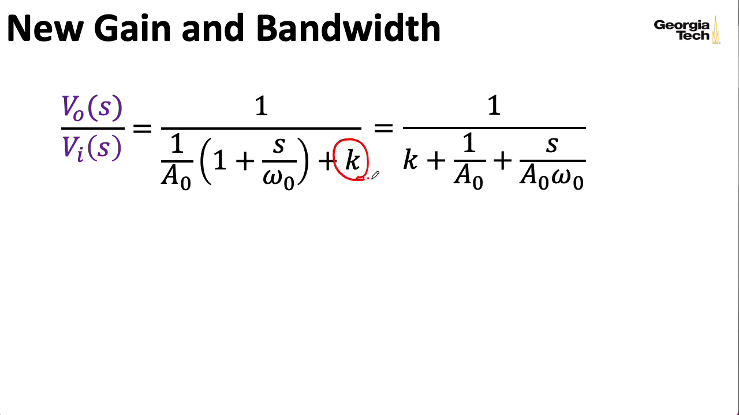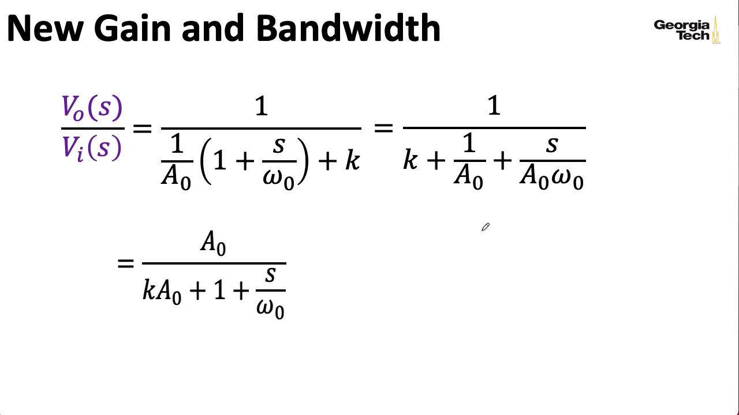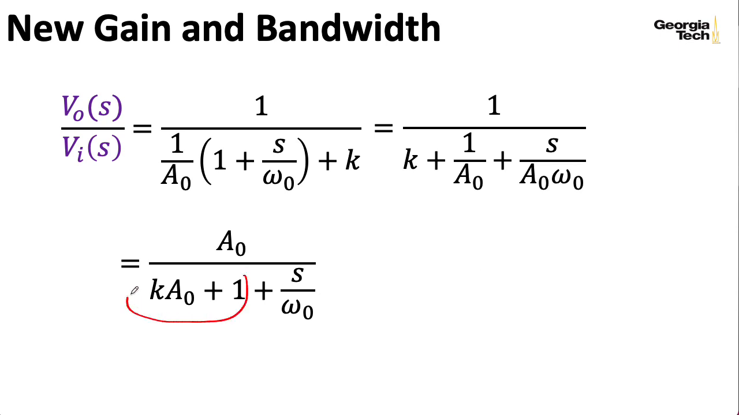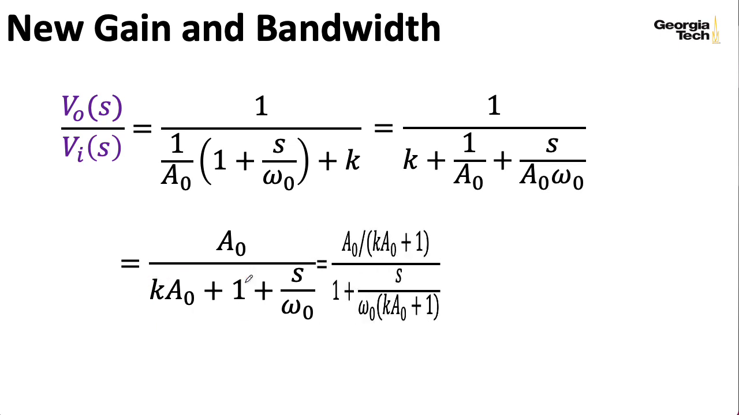So I'll take the K and put that in front. I'll take this S over omega naught, multiply it by that 1 over omega naught, and I'll put it at the end, and then I'll have this 1 over omega naught term in the middle. And now let me multiply the numerator and the denominator by A naught to get it in this kind of form. And now let me divide the numerator and the denominator by this K A naught plus 1, so I can write it like this.